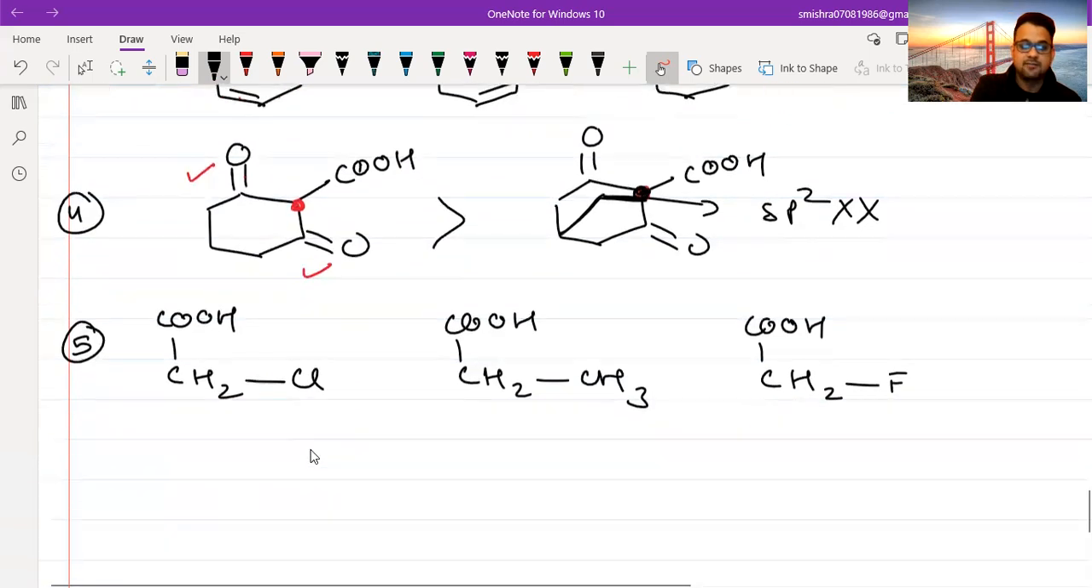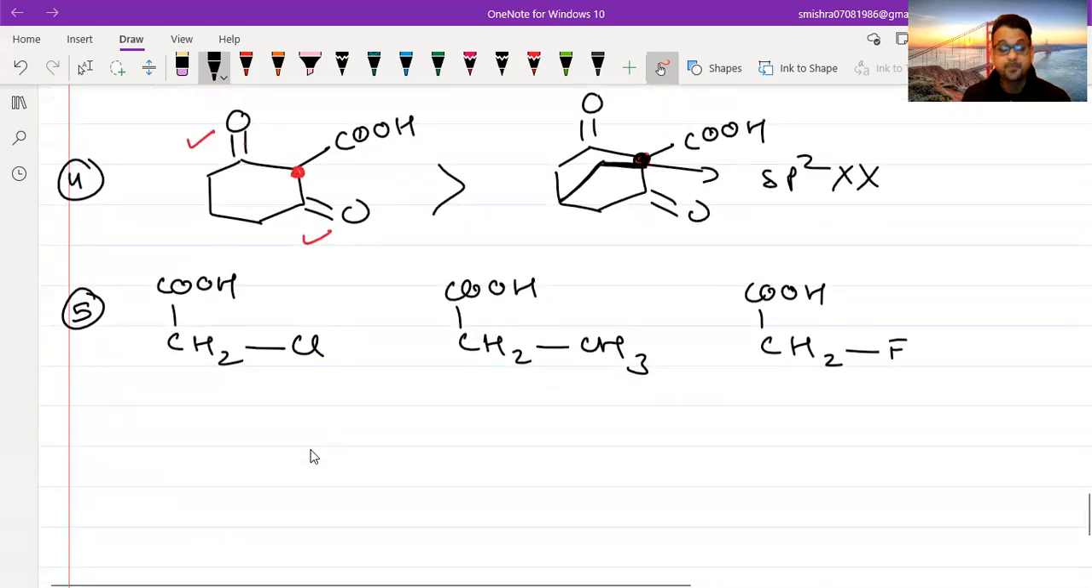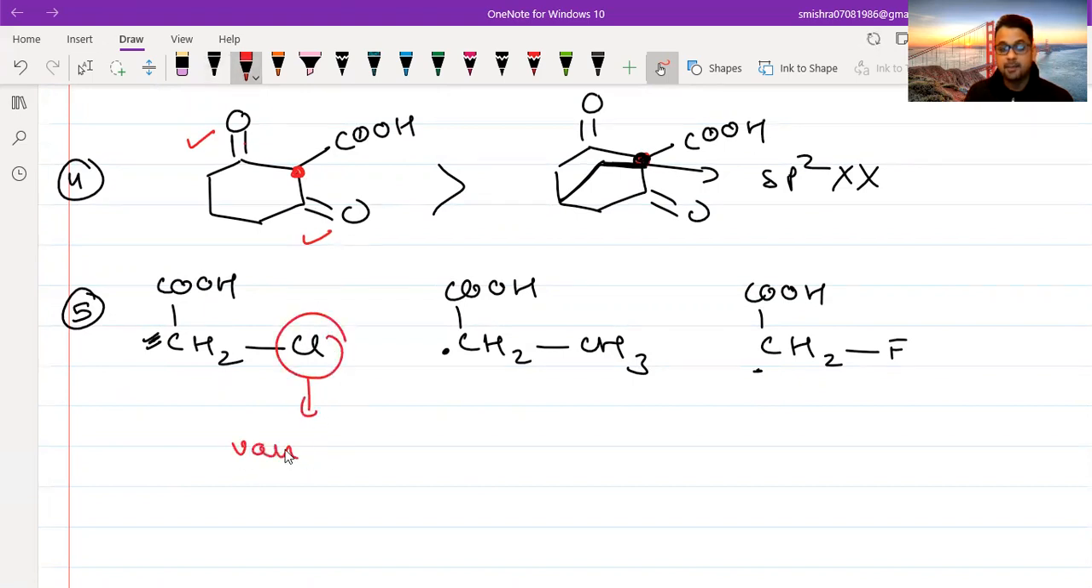Finally, we come to the last and final problem, that is problem number 5. And in problem number 5, what is happening? We will get the carbanion here. In this case, we will get the carbanion here, and in this case, we will get the carbanion here. Now, chlorine is a third period element. It has vacant d orbitals. And remember, whenever you get a carbanion adjacent to chlorine, there is something known as d orbital resonance. So this will be more stable.